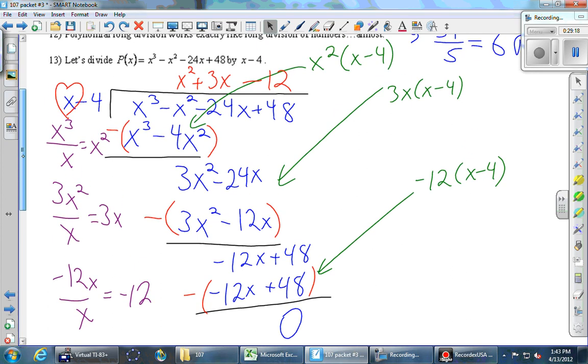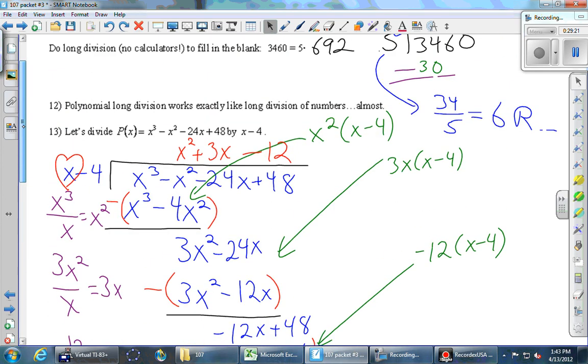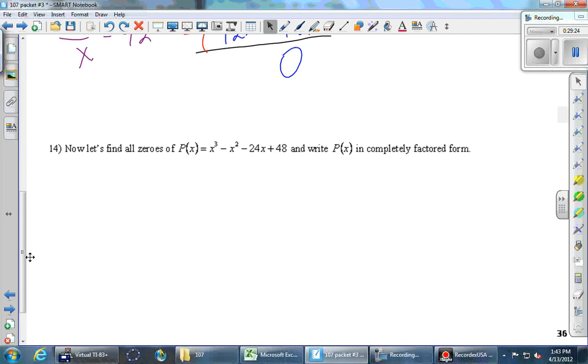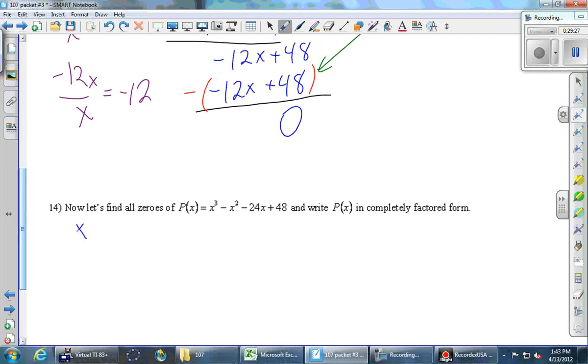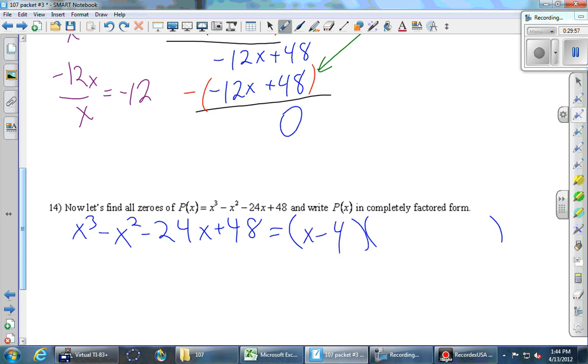Okay, so we did all that. And so what does that mean? It means that this x cubed minus x squared minus 24x plus 48 is exactly equal to the product of two things. If you understand division, if you understand what we accomplished there, you should be able to fill in those two blanks. What goes into those two blanks? What was the factor we started with a while ago? X minus 4. And then we did a whole bunch of work. And what did we discover?